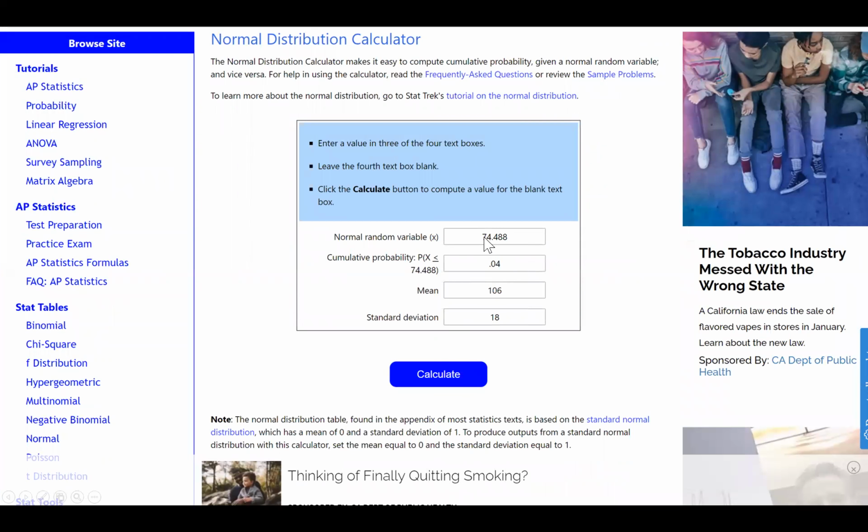And you got what you need here, 74.488. So we got to round it off to 74.49. So 74.48 is what we want. And that is the highest score a student can get and still be under that 4%.